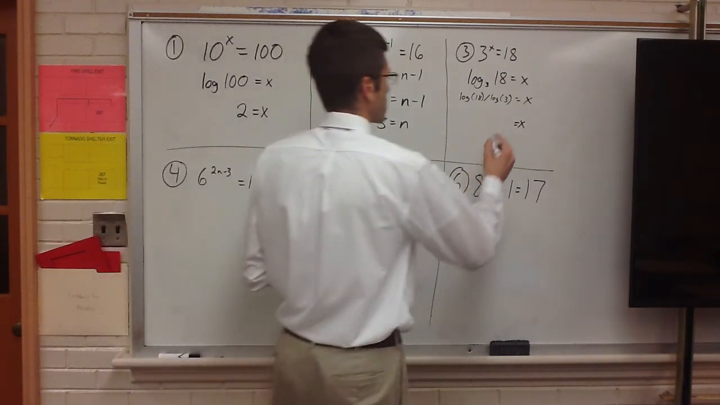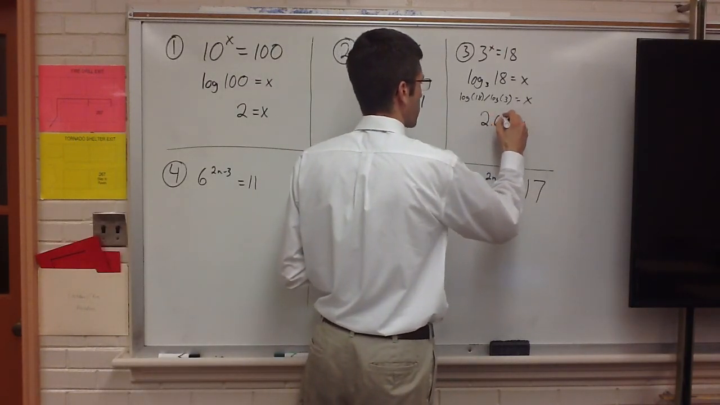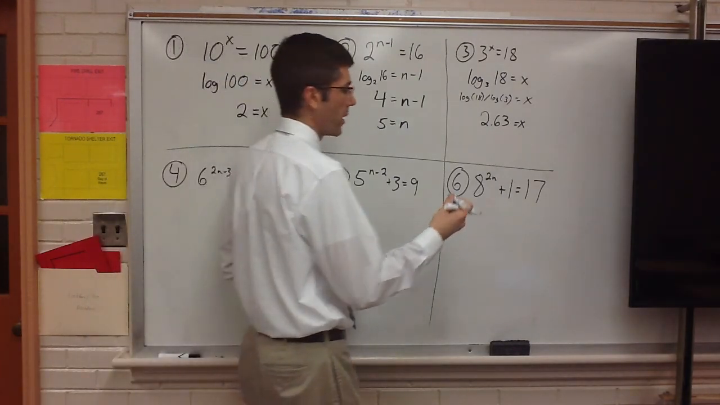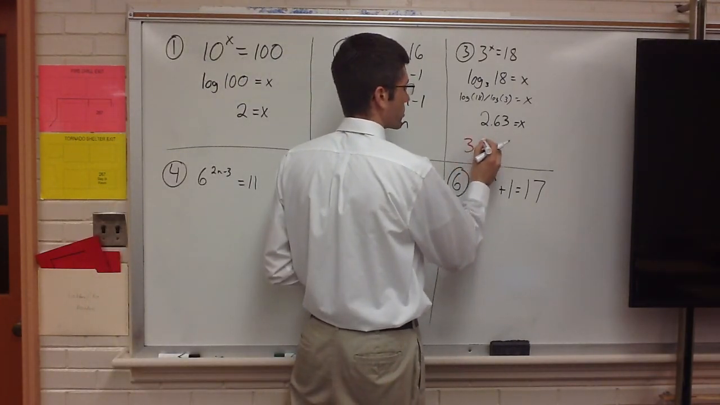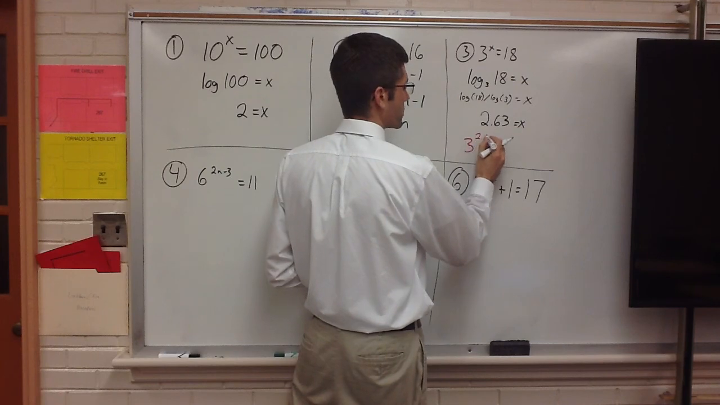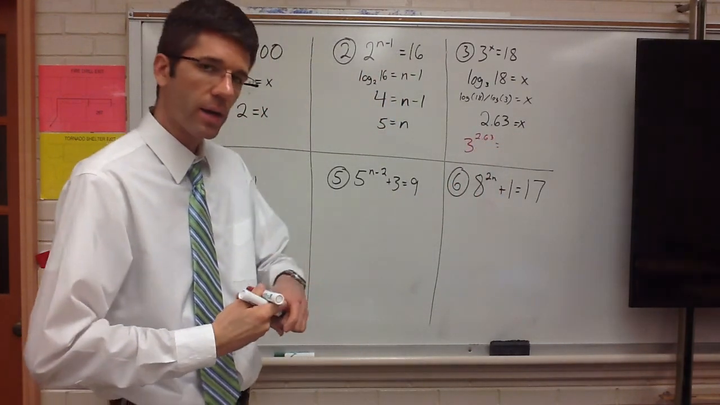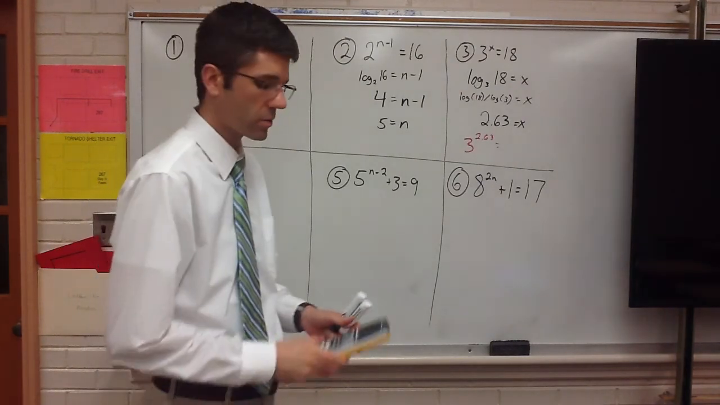There we go, 2.63. Now, by the way, if you want to check your answer, you're going to be off a little bit because you rounded. So am I. If we did in our calculator 3 to the 2.63, we're going to get something really close to 18, but not exactly right. That's to be expected because we rounded.